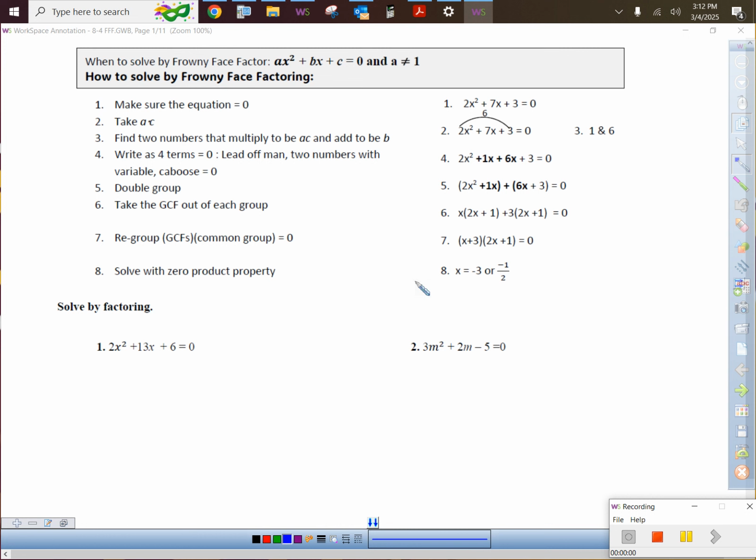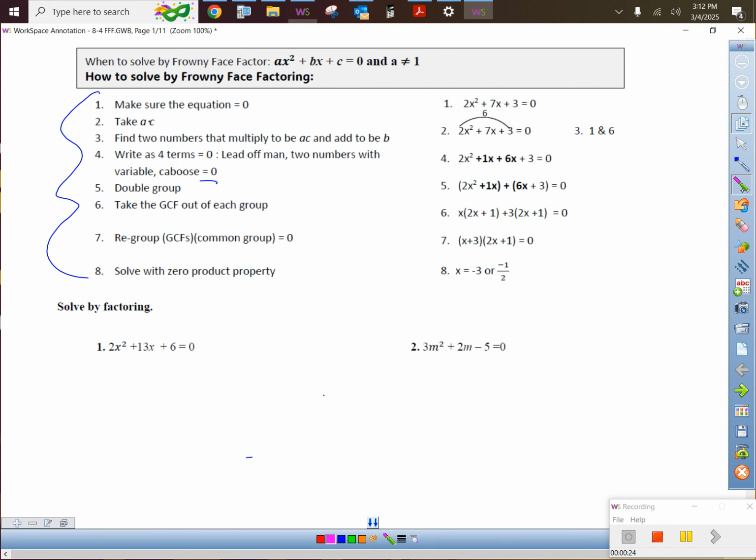Alright guys, this is the big day in 8-4 Factoring by Frowny Face Factoring. Please don't let all of these steps overwhelm you. It's really not as bad as it looks. And I'm not even going to go through those steps because I just got to talk myself through each one of these processes. I'm going to talk through those 8 steps. But these are here for when you need to look back at what did I do in this step. I typed it all out for us.